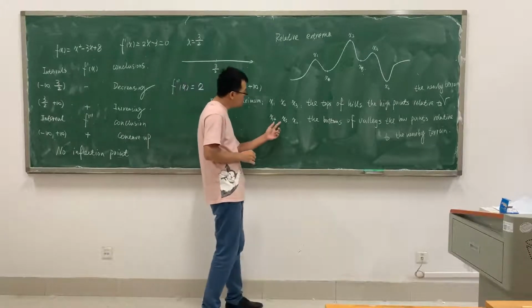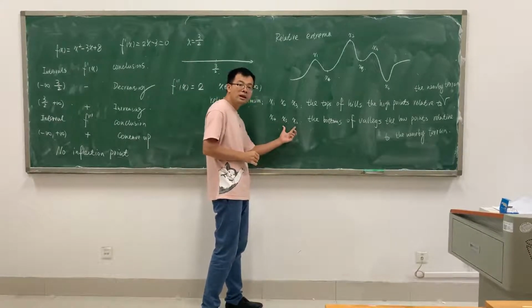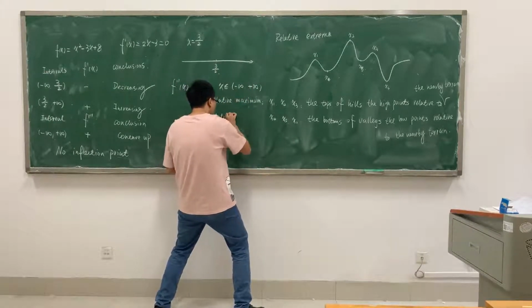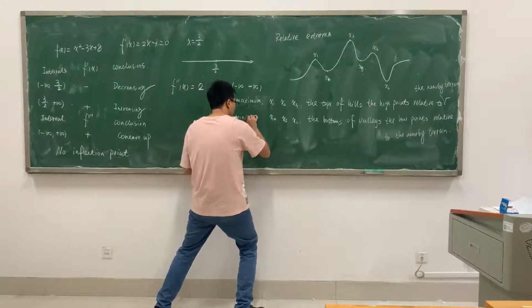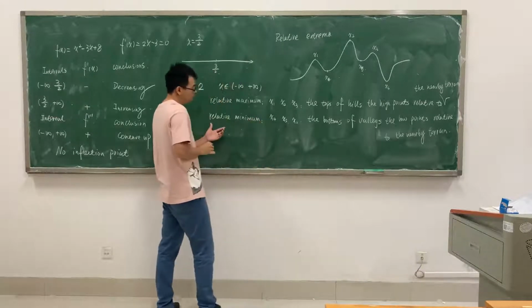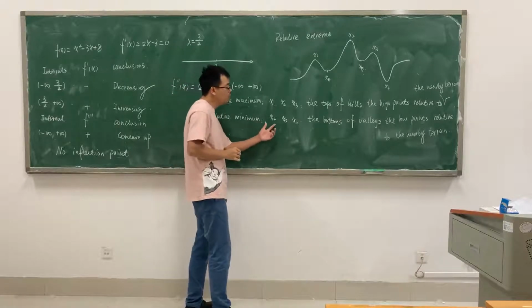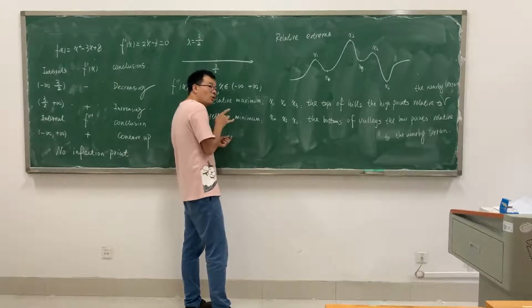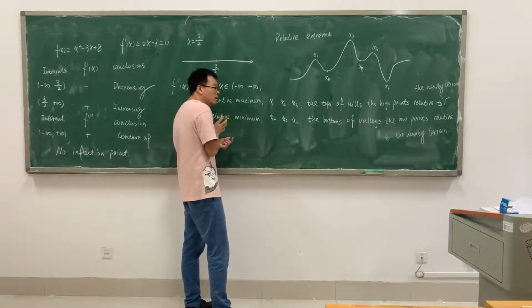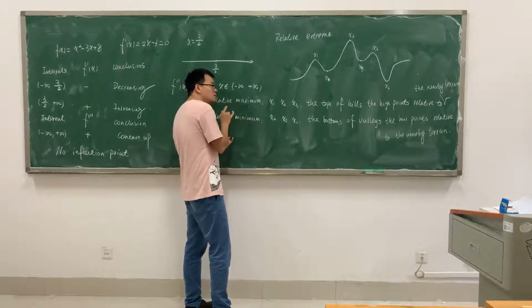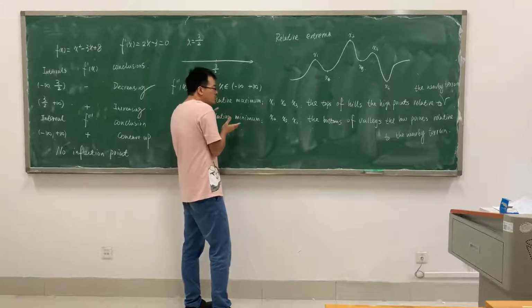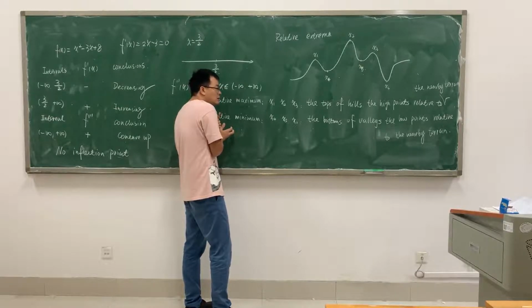And for x4, x5, x6, we also have a name in mathematics. It means the relative minimum. Relative minimum means these are the low points nearby. And the relative maximum means the top points relative to the nearby. So this is the description. We need to give it a definition in mathematics.